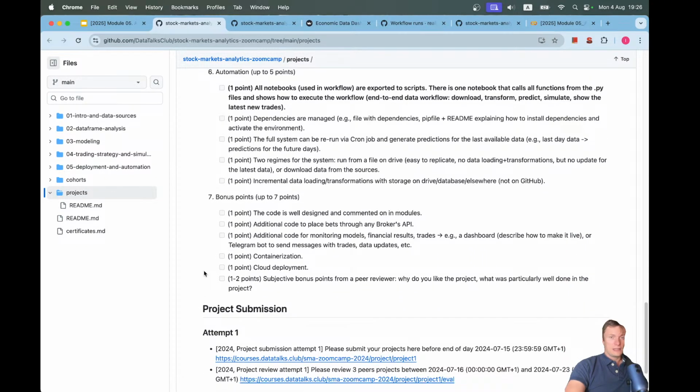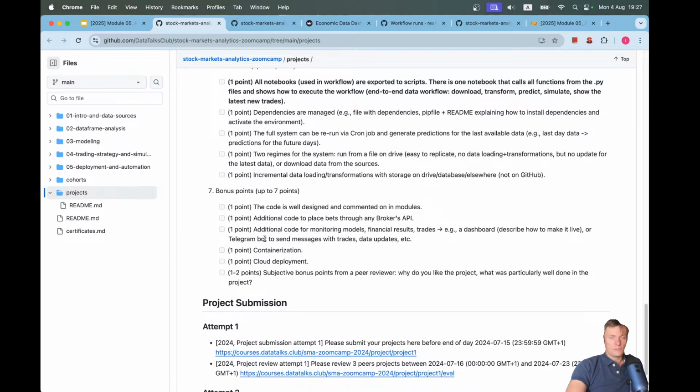And I also defined a few bonus points that are subjective. If you're reviewing other projects, please be generous. If you see that the concept is new to you, or that there are some great ideas in the project, try to reward. And I have some ideas that are also not covered, but you can implement them in your projects, and you can grant those bonus points while peer reviewing.